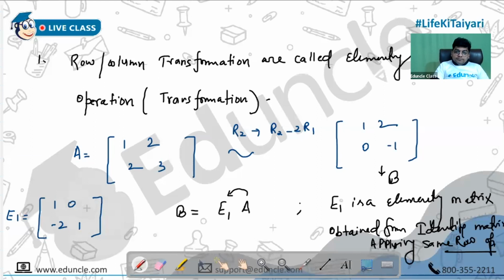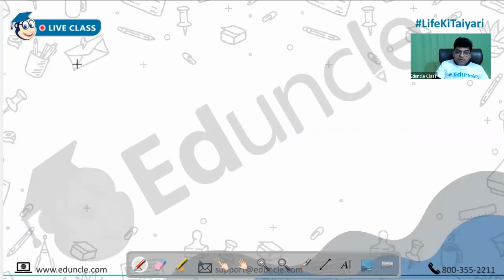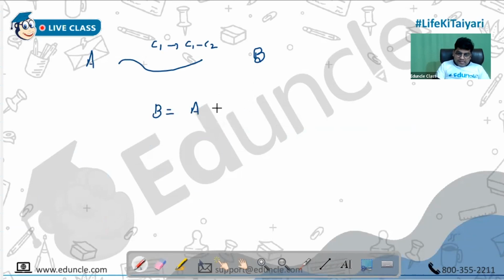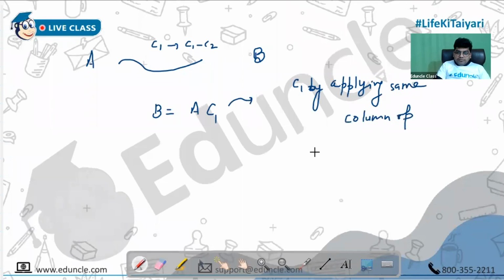Okay, done. And one more thing, if you apply some column operations, if A is a matrix and you are doing some column operation like C1 is C1 minus C2, let us consider you are getting matrix B. So B is equal to A times C1, where C1 is a matrix obtained by applying the same column operation on I. Do you know this thing also?